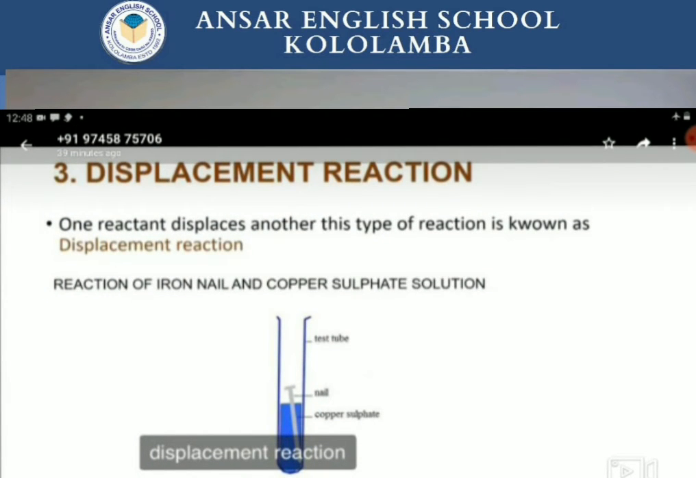Displacement reaction. What is displacement? Displacement means the position change of substances. Here, one reactant displaces another. This type of reaction is known as displacement reaction. For example, the reaction of iron nail and copper sulfate solution. Let's do the experiment.